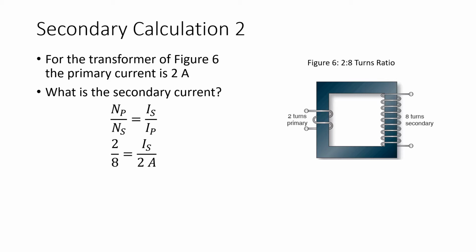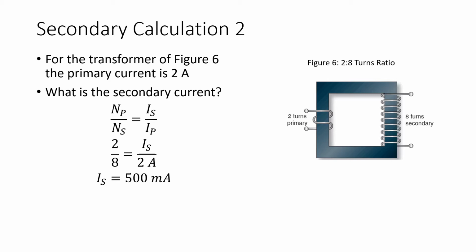NP is 2, NS is 8, and the primary current is 2 amps, so we calculate the secondary current to be 500 milliamps. Now, if you go back through and look at the calculations we performed to determine the primary current and secondary current, and the primary voltage and the secondary voltage, you'll notice that if I decrease the voltage from the primary to the secondary, I can increase the current from the primary to the secondary.